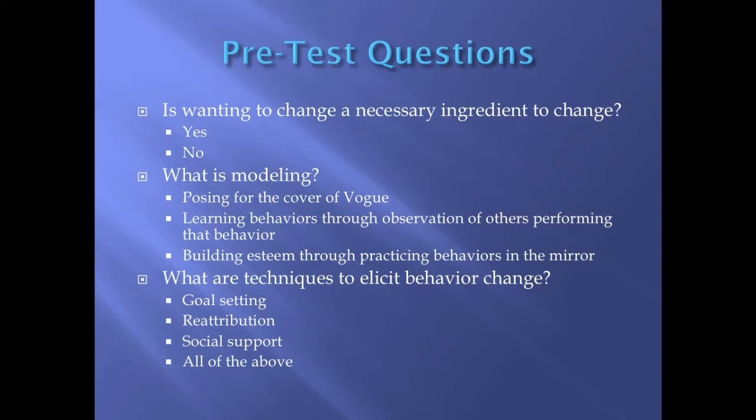Is wanting to change a necessary ingredient to change? Of course not. Just like it's not necessary to want to go to substance use treatment in order to get it. So never let that stand in your way. What is modeling in terms of change? It is learning behaviors through observation of others performing that behavior. And techniques to elicit behavior change include goal setting, reattribution, social support. All of the above is the answer there.